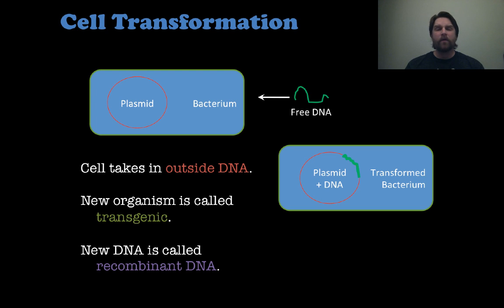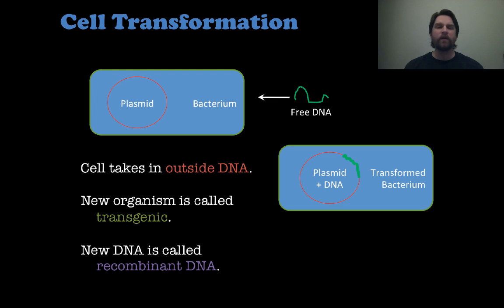So let's talk about transformation. So we talked about cloning, and now if we can isolate genes, we can also transform cells. This is actually very, very helpful. So a cell transformation is when you take DNA from outside the cell and you implant it into the DNA of something.